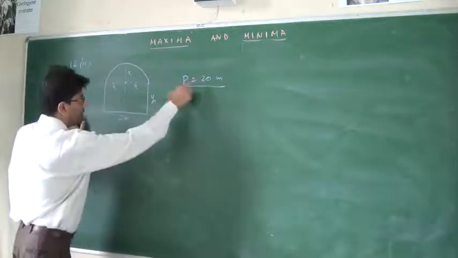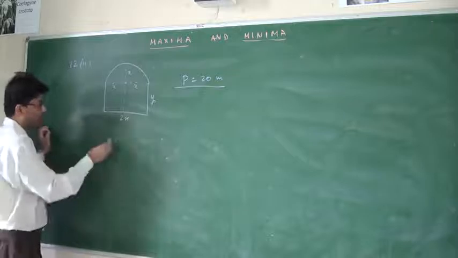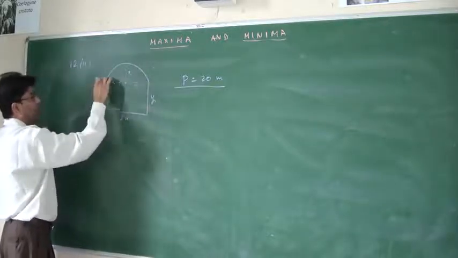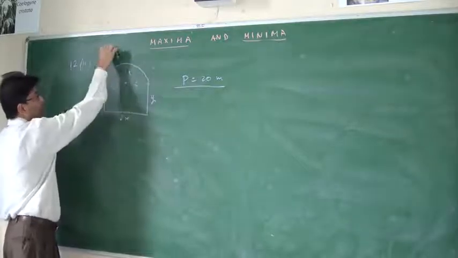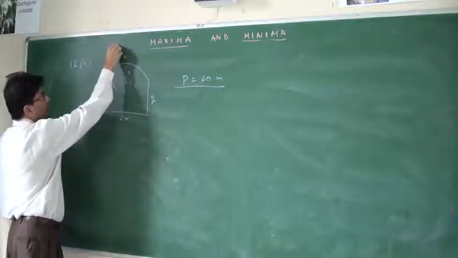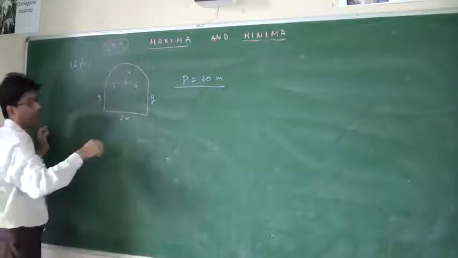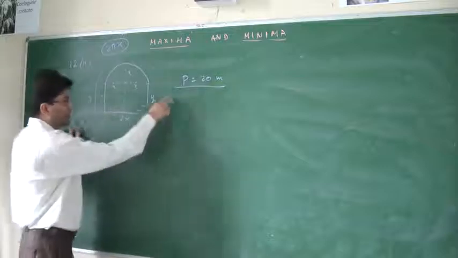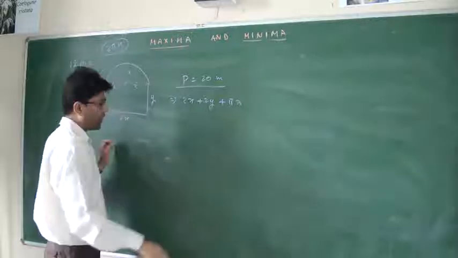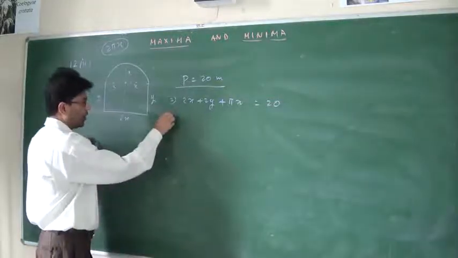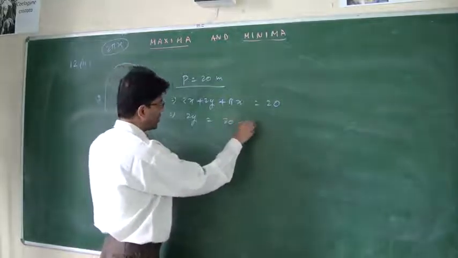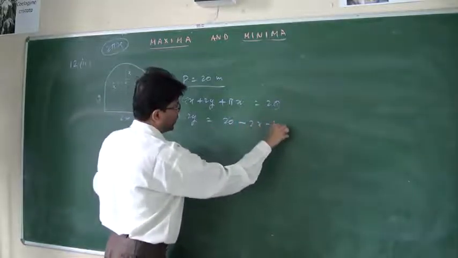Now as perimeter is given 20 meters, from the figure it is clear the perimeter is, this is 2x, this is y and this is y. So y plus y is 2y, and this is half of the circle. Circle's perimeter is 2 pi r. In this case radius is x, so 2 pi x is the full thing. Half of that will be only pi x. So perimeter value is 2x plus 2y plus pi x. This is equal to 20. I am finding the value of 2y. 2y is 20 minus 2x minus pi x.